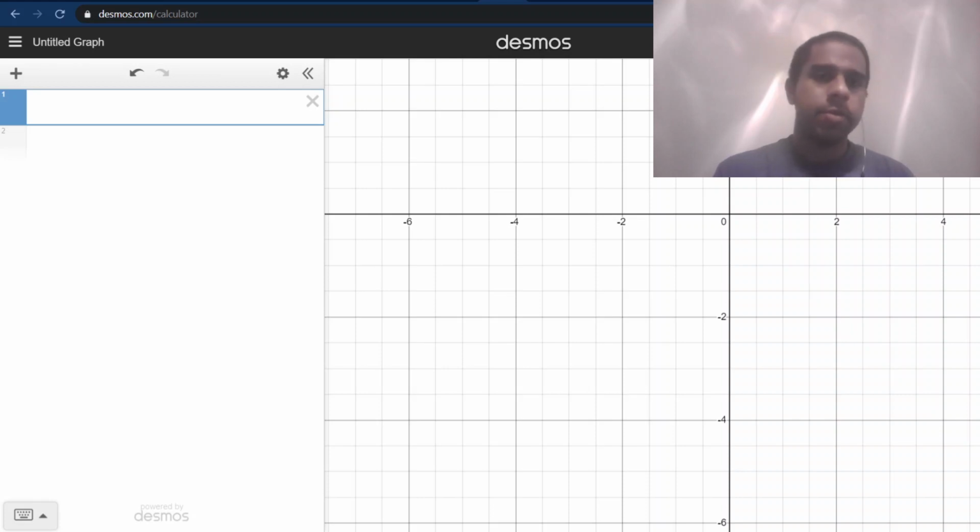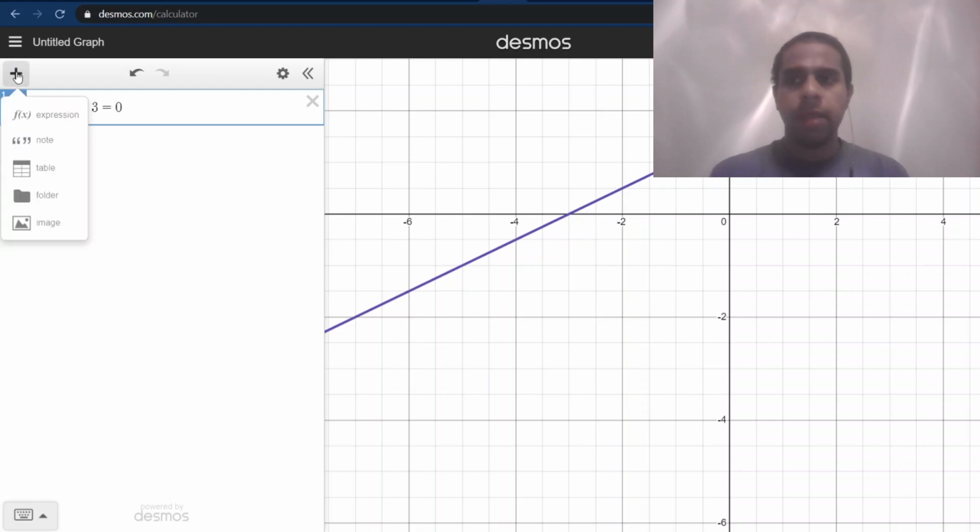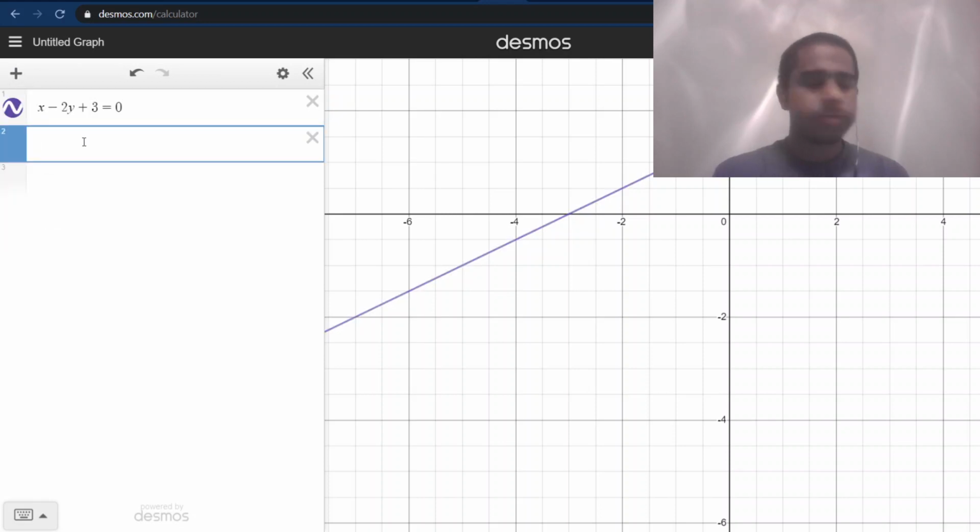There's a box where you can enter the equations. First I will enter the Directrix equation. The Directrix equation is x minus 2y plus 3 equal to 0. You can see the line. This is the Directrix, and I am adding another expression.